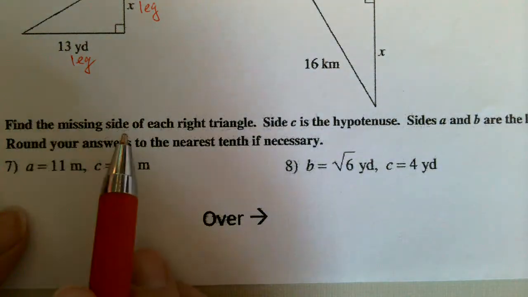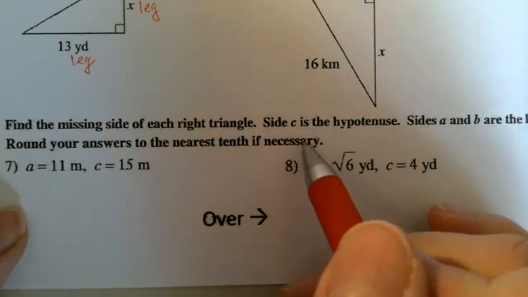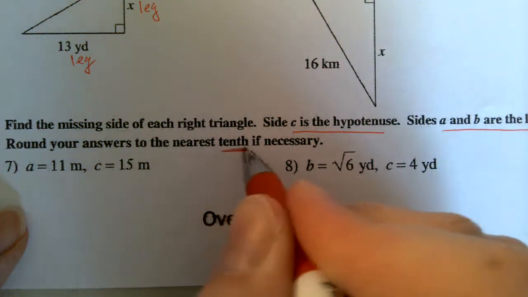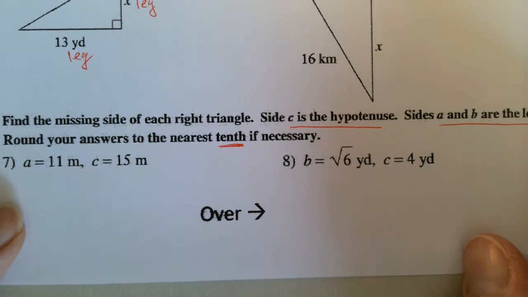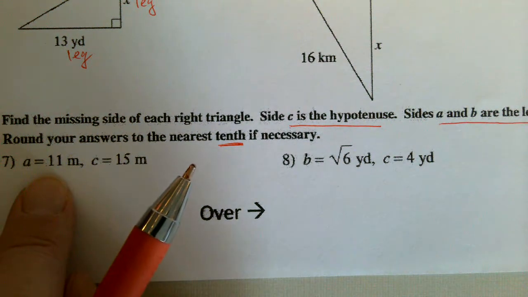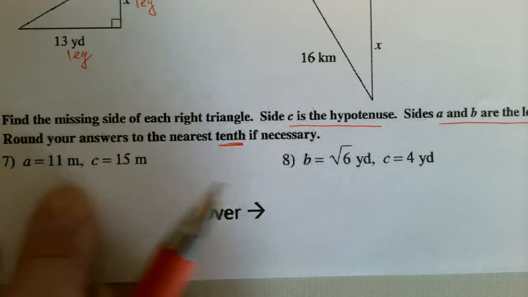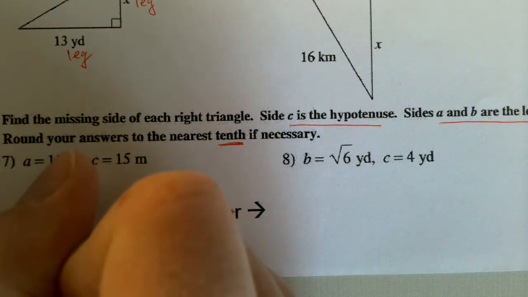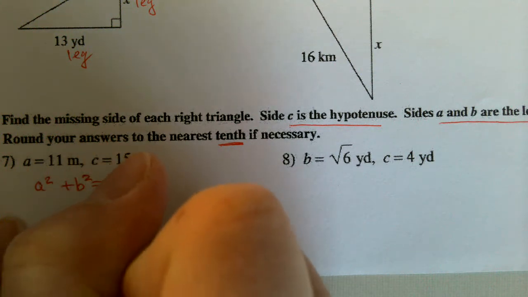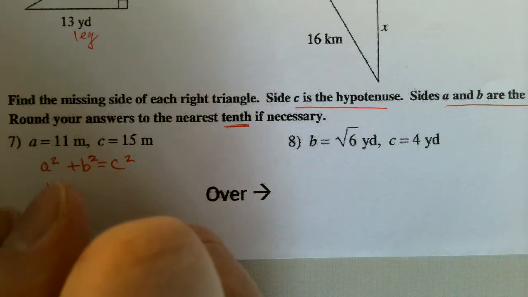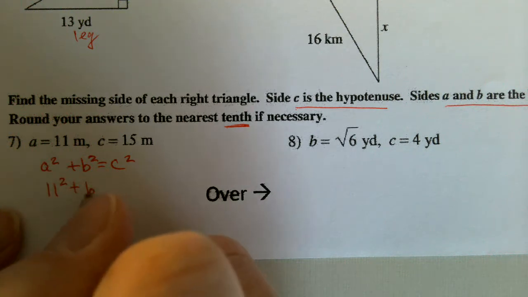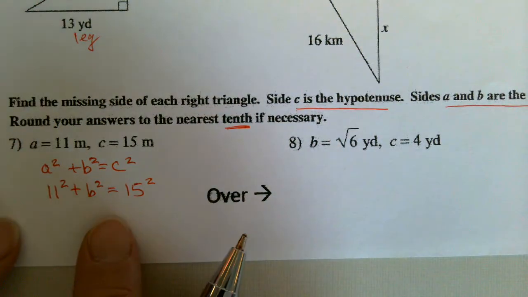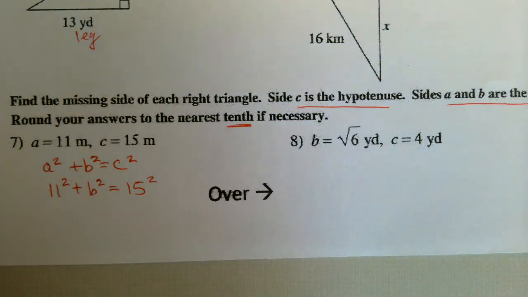Down here it says find the missing side of each right triangle. C is given as the hypotenuse. A and B are the legs. Again, round your answer to the nearest tenth. Okay, so when you go to look at this, this is A, we don't know B, we know C. So I have A squared plus b squared equals c squared. So that would be 11 squared plus b squared equals 15 squared. That's the idea. And then you're going to solve this just like you did number one.